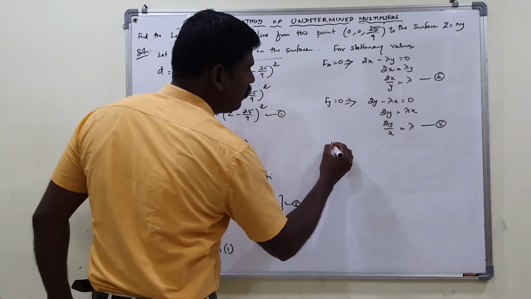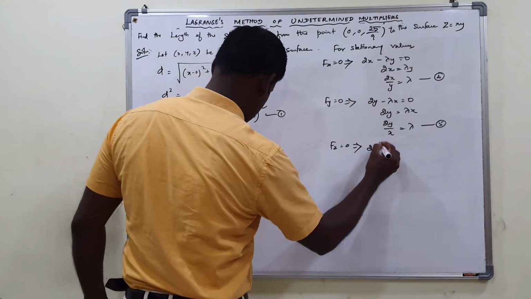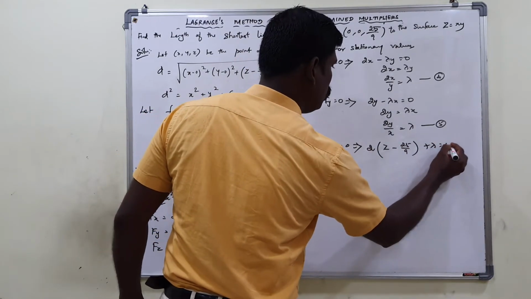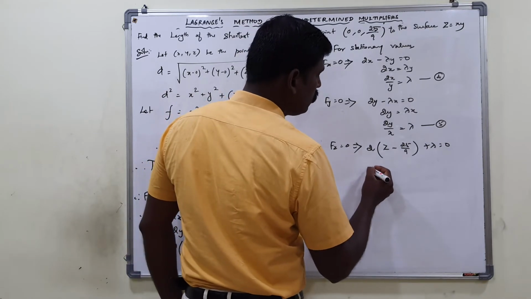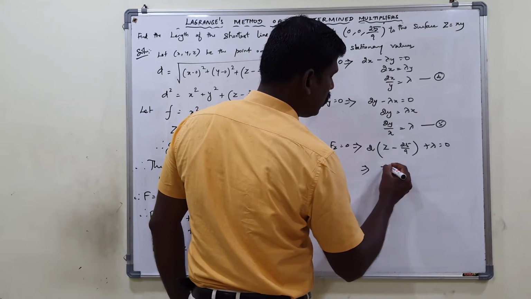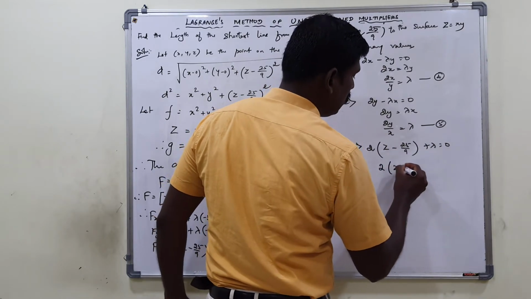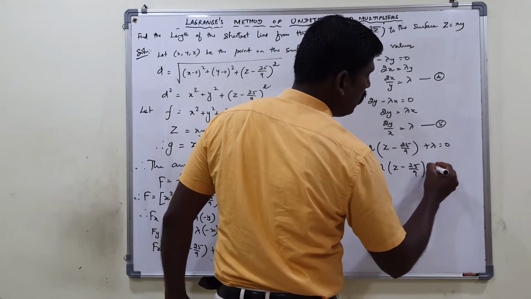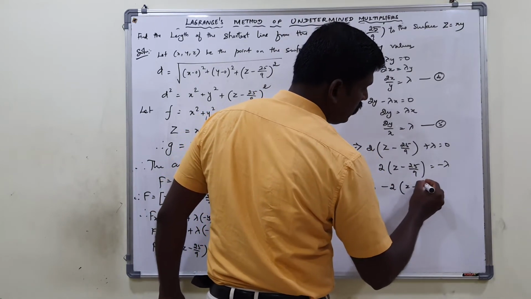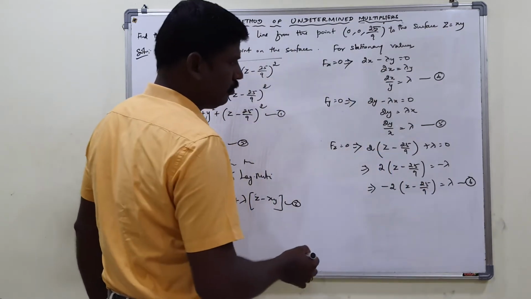And finally, fz is equal to 0 implies, what is fz? So 2 into z minus 25 by 9 plus lambda equal to 0. Alright. So this implies 2 into z minus 25 by 9 equal to minus lambda, isn't it? Multiplying by minus 1, so minus 2 into z minus 25 by 9 is equal to lambda. Equation number 6, isn't it?